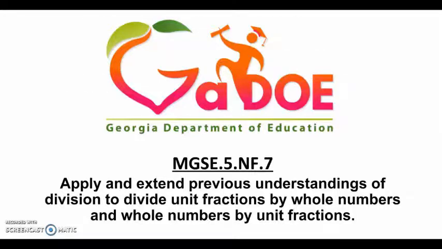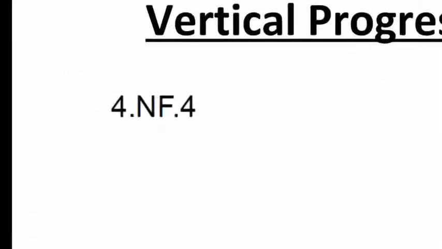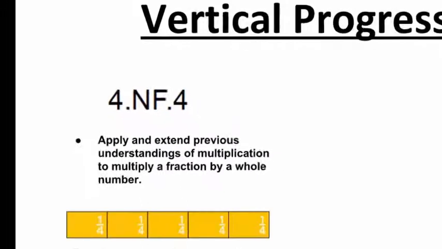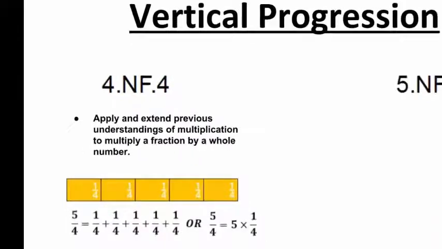by unit fractions. In 4th grade, students learn that unit fractions are fractions that describe one part of the whole, and that unit fractions always have a numerator of 1. They also learn that fractions can be counted and multiplied just like whole numbers, such that 5 groups of 1/4 would be equal to 5/4, either by repeated addition or by multiplication.